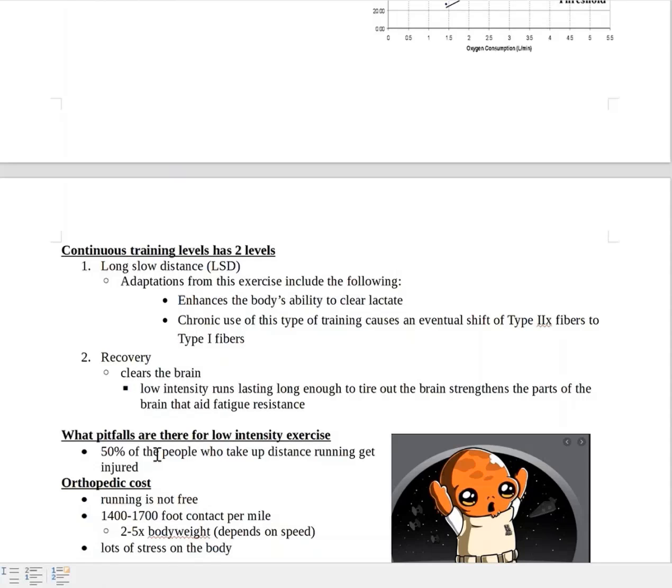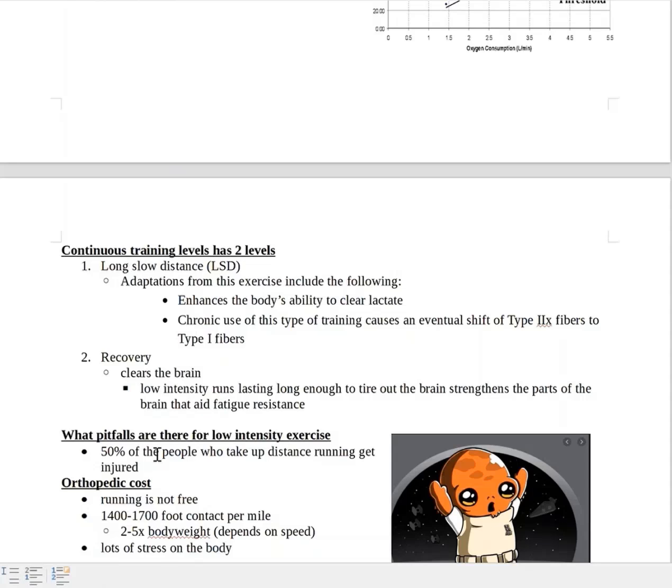If we train frequently as a runner, we'll actually see the type 2X turn into a type 1 fiber, or if we're doing training with weights, we'll see that type 2X go into a type 2A fiber and work on more of that muscular component.